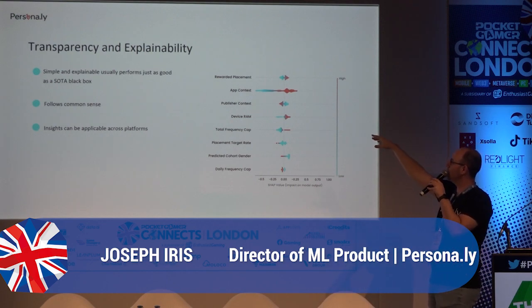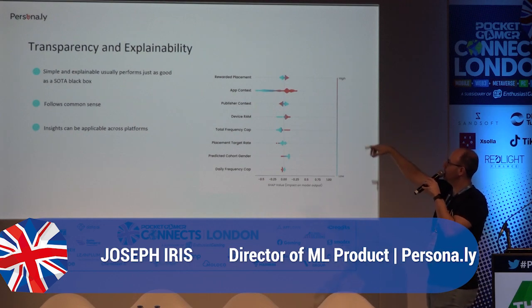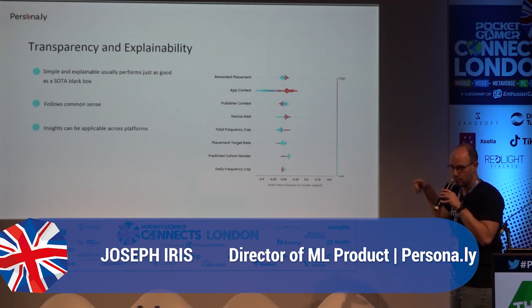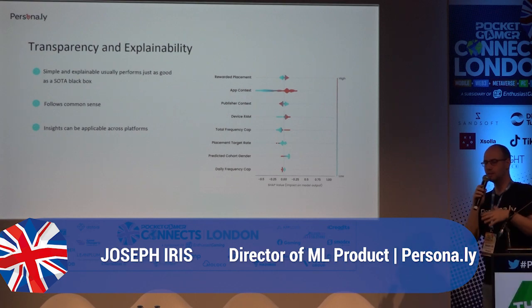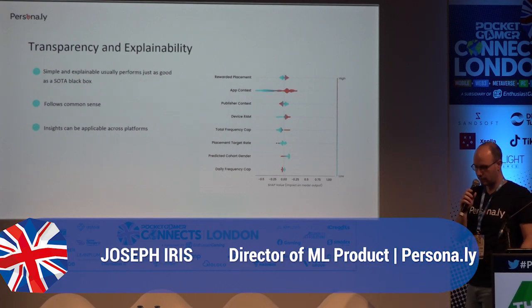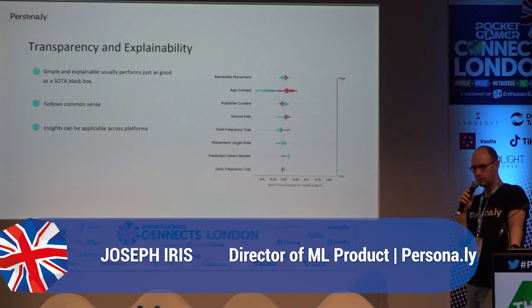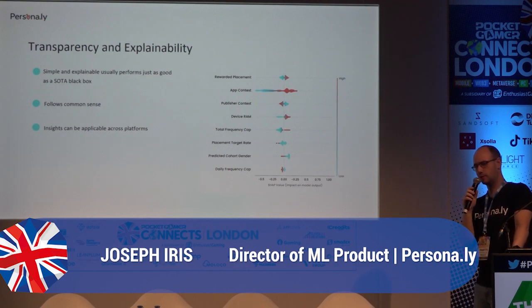So an example here, we see that rewarded placements increase the probability, and that the closer the context is, the more the performance improves. So these are things that can be explained with basically any machine learning model that isn't considered a full black box, but even the more complex ones support something like this. So we believe this should be the minimum in terms of transparency.